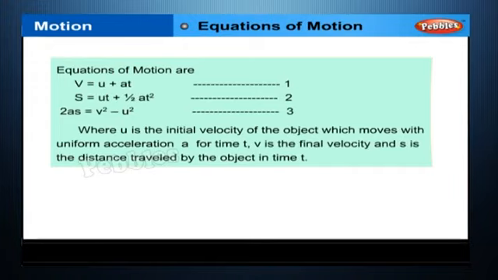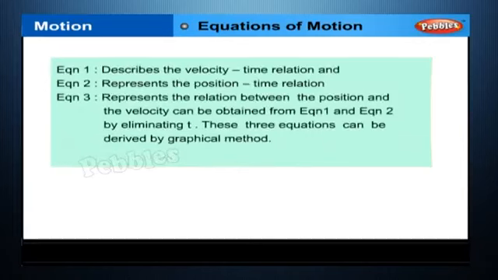Third, where u is the initial velocity of the object which moves with uniform acceleration a for time t, v is the final velocity, and s is the distance traveled by the object in time t. Equation 1 describes the velocity-time relation.